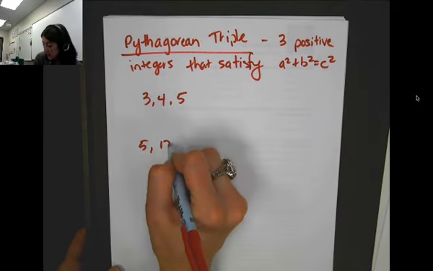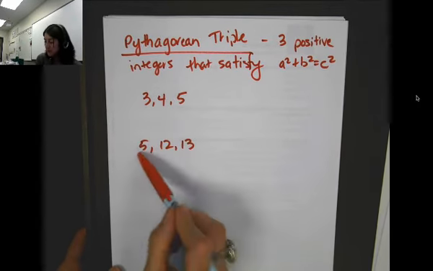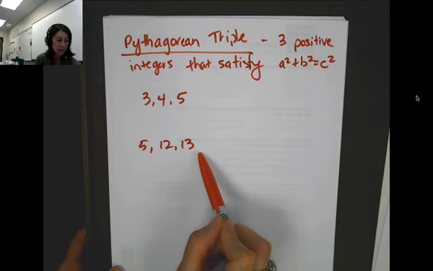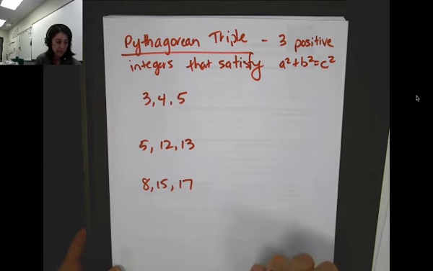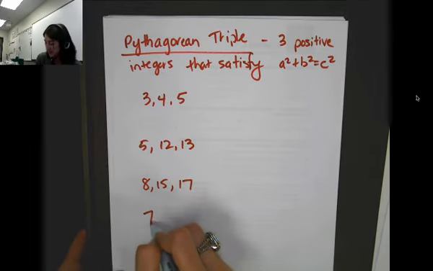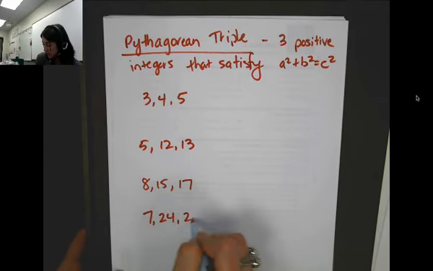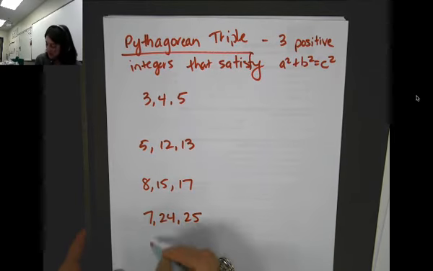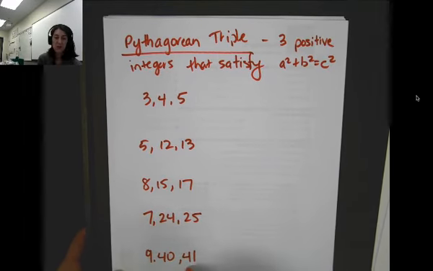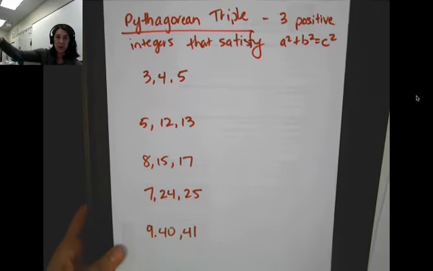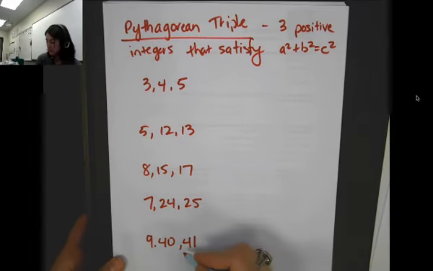5, 12, 13. 5 squared plus 12 squared equals 13 squared. 8, 15, 17. And yes, you're writing all these down. 7, 24, 25. And 9, 40, 41. Look at this. Bonus feature. Only on the video, not listed in your book as a triple.